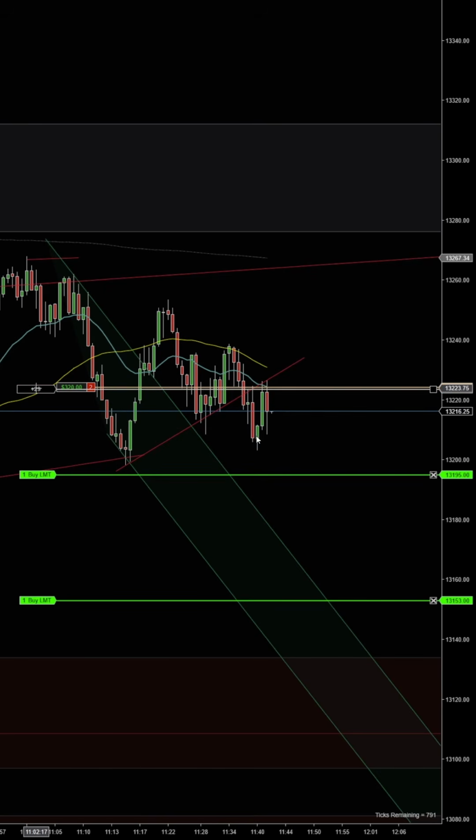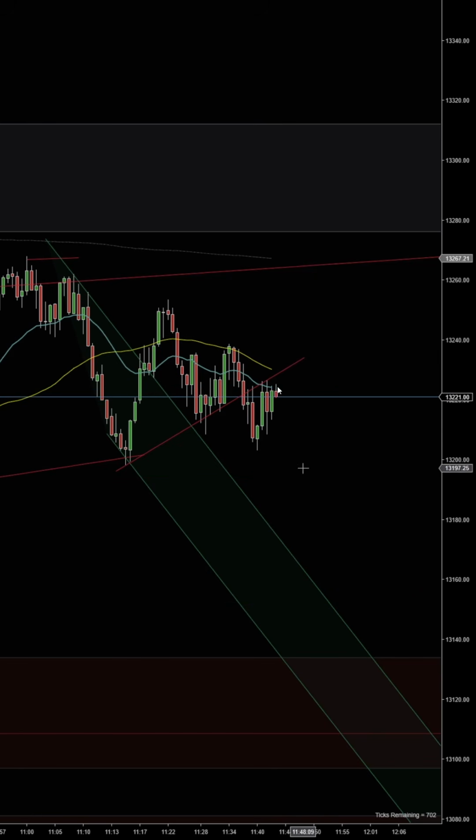But at the same time, I see still some buyers. They are trying to buy from here. So my trade is now break even, early break even, because this price, I am not 100% that it's going to follow through for the downside. Yeah, it stopped me out there.